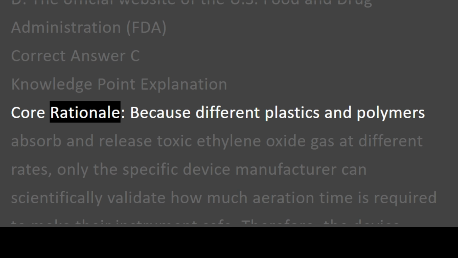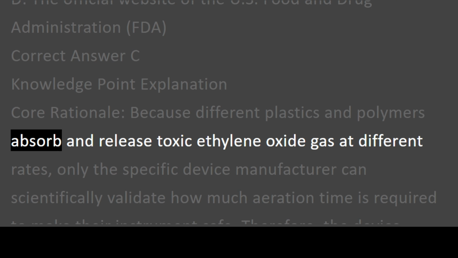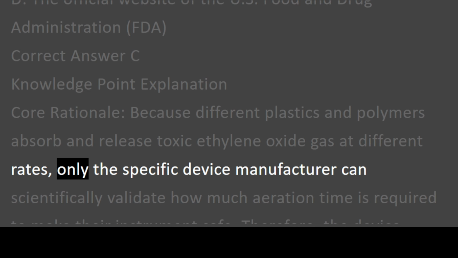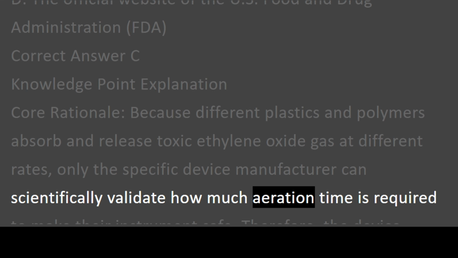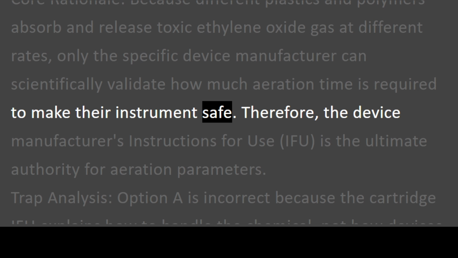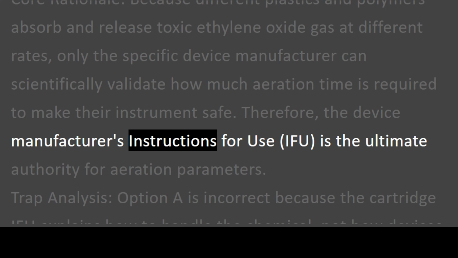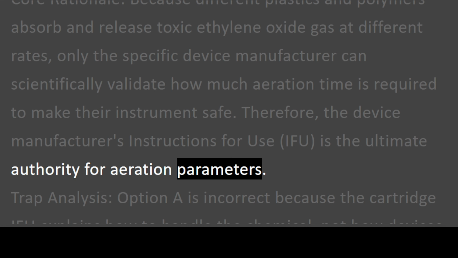Core rationale. Because different plastics and polymers absorb and release toxic ethylene oxide gas at different rates, only the specific device manufacturer can scientifically validate how much aeration time is required to make their instrument safe. Therefore, the device manufacturer's instructions for use, IFU, is the ultimate authority for aeration parameters.